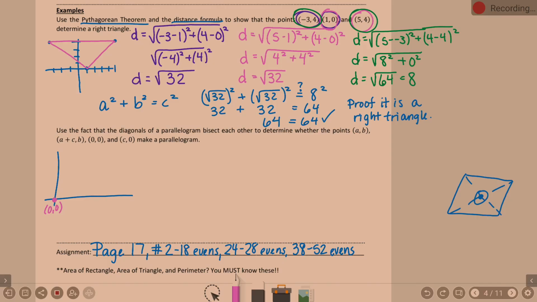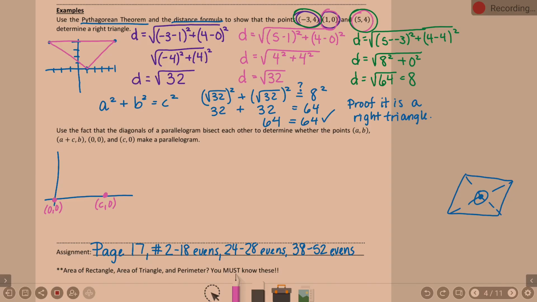C, 0. C is going to take me over C, up or down 0. So C, 0 is going to be some point on the x-axis. Okay. What else do we have? We have A comma B, and we have A plus C comma B.